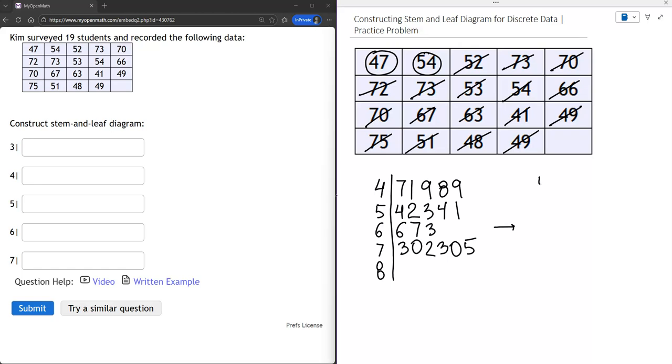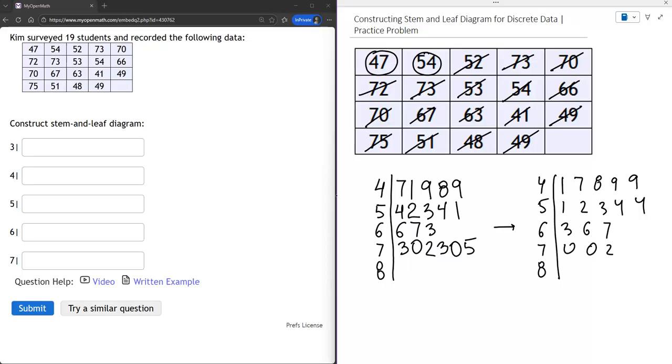Alternatively, not alternatively, but in addition to the way we wrote it, we can also arrange all the rightmost digits in increasing order. So this one will be written 1, 7, 8, 9, 9. This will be 1, 2, 3, 4, 4, but this is absolutely not necessary. It's just extra work, but it doesn't add any value to the actual summary.